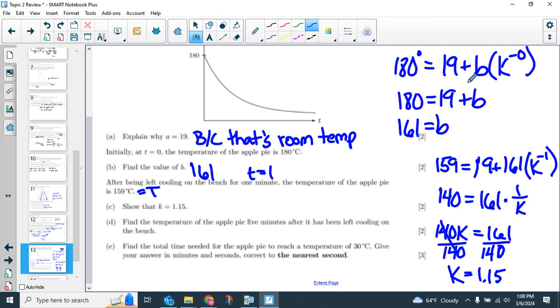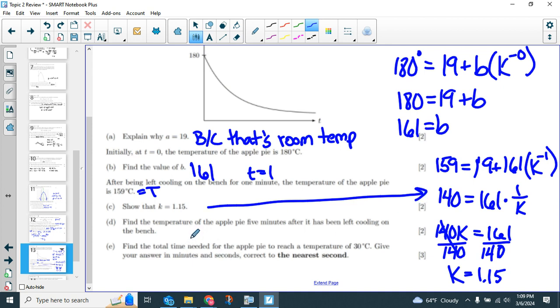You could have taken either of these numbers, T equaling 159 or t equals 1, and plugged in any two of these three and got the other one. Like you could have plugged in t equals 1 and k equals 1.15 into your calculator, and you should have gotten 159 for T. Does that make sense? So you could have done that also. Okay, so that is over there.